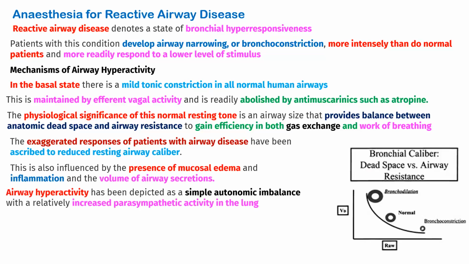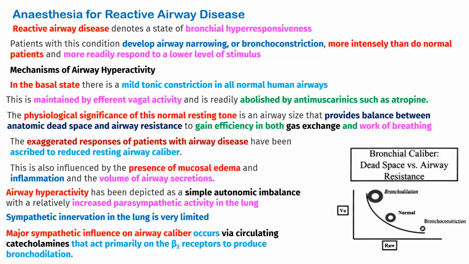This airway hyperreactivity is also managed or balanced by the autonomic nervous system. There is increased parasympathetic activity in the lung compared to other areas. And as I told earlier, the sympathetic innervation of the lung is very limited, and the major influence is via circulating catecholamines that act primarily on beta-2 receptors to produce bronchodilation. So that is why we always use beta-2 agonists by the inhalation route. Why are we using it by the inhalation route?